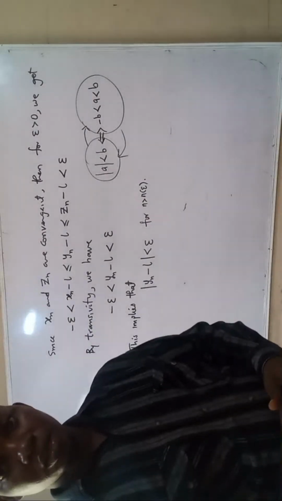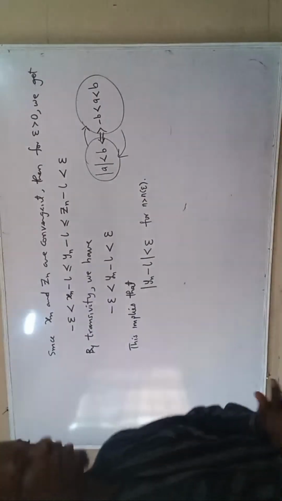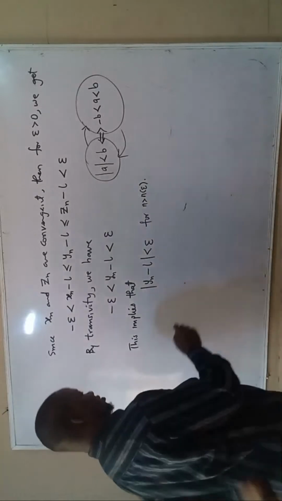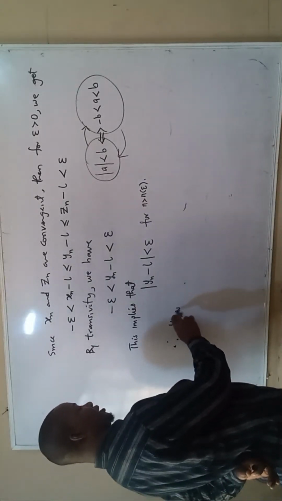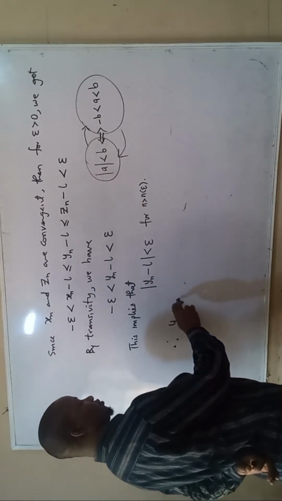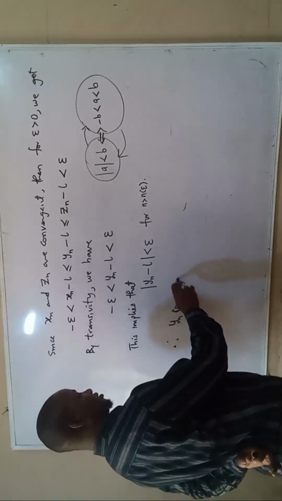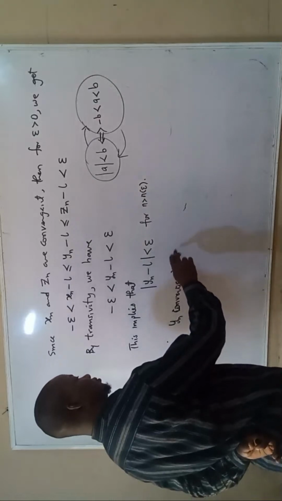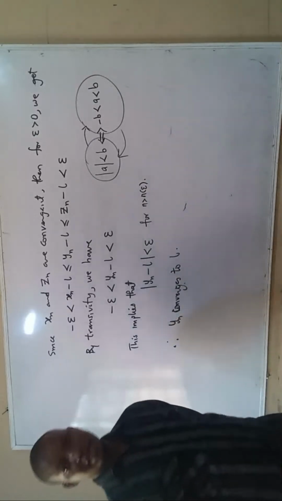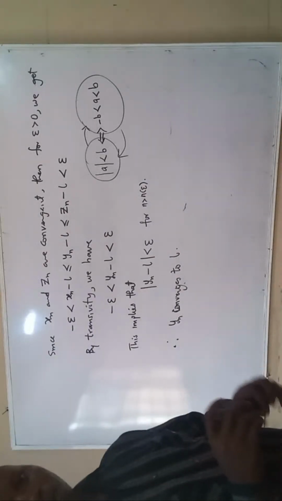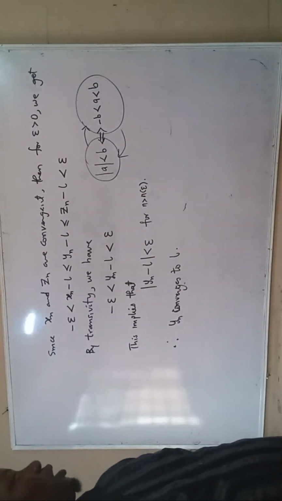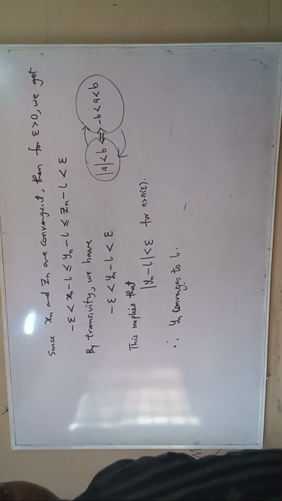So that relation means that the sequence xn is convergent. So therefore, yn converges to the same limit. Okay, and that is the end of the proof. More so, we can also bring out the consequence of this.